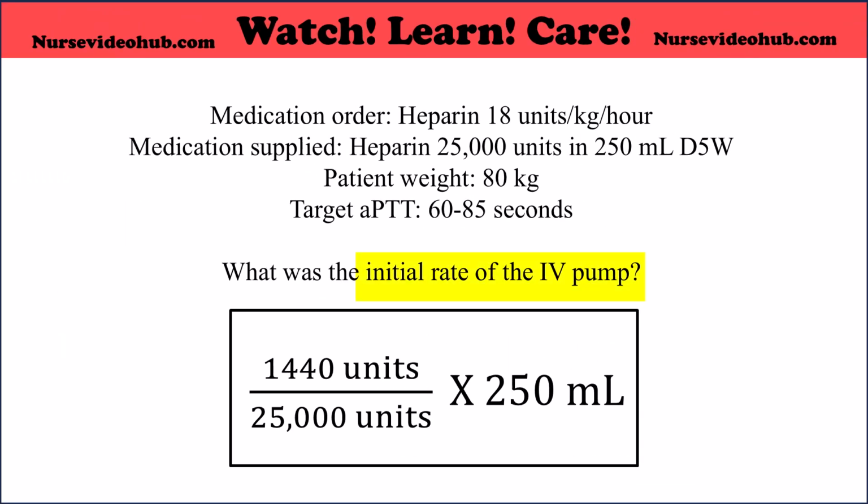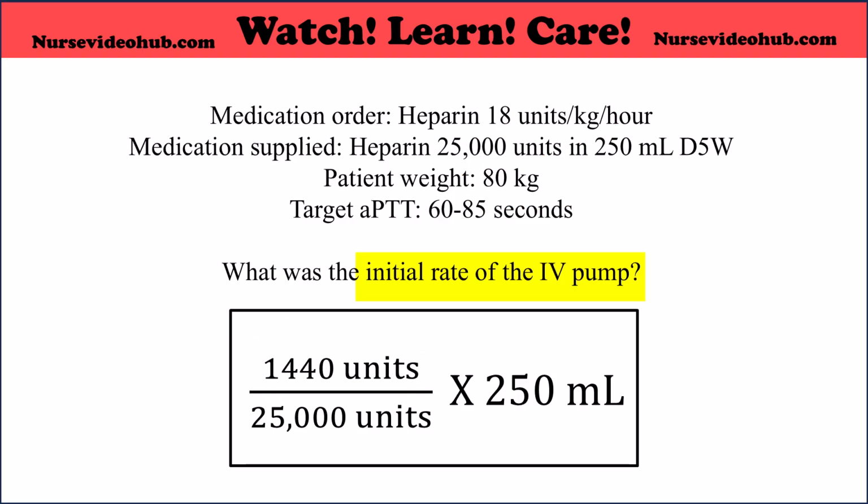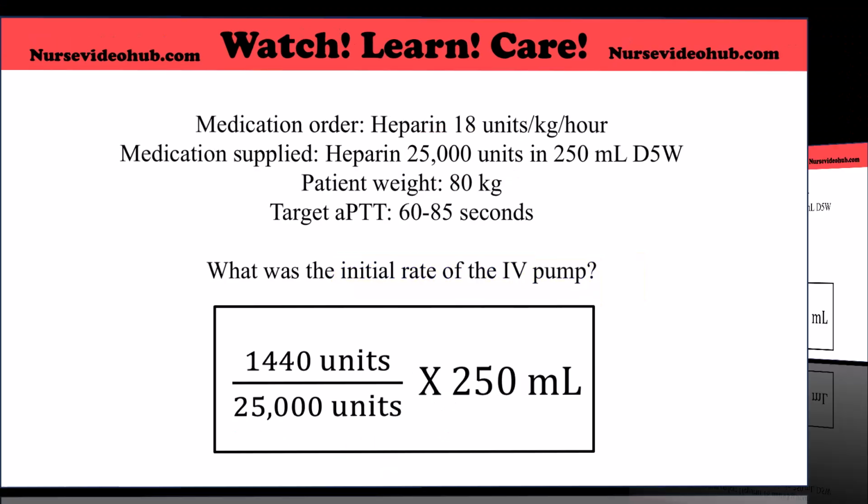The quantity of the medication is 250 milliliters. Place that in the formula. The desired or prescribed amount is 18 units per kilogram. So multiply 18 times 80 kilograms to get a desired dose of 1,440. Place that in the formula. The dose available is 25,000 units. Place that in the formula.